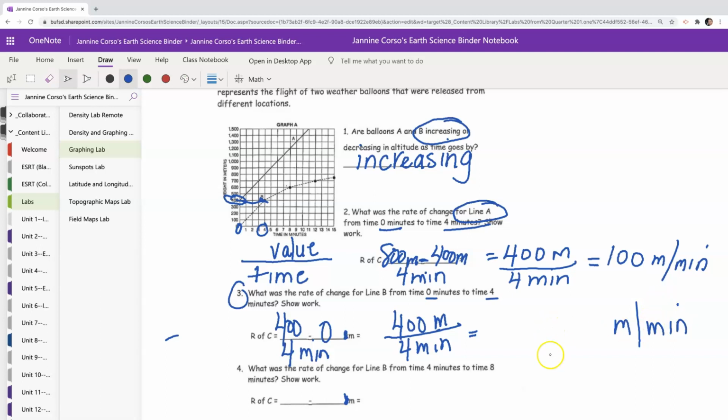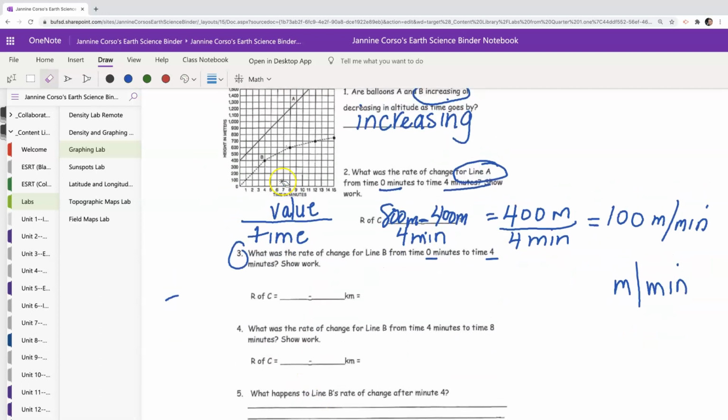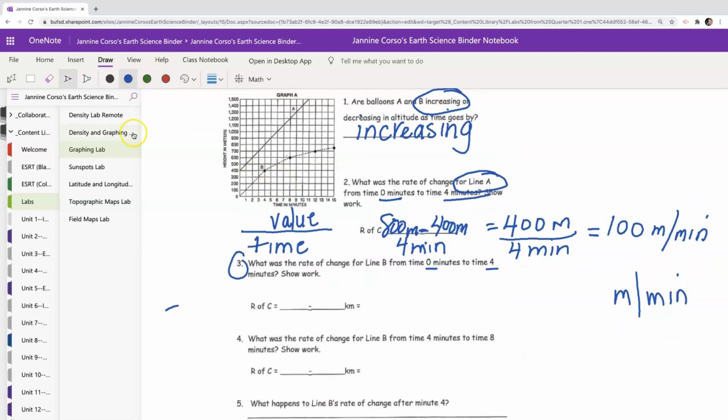Now, question 4 is done the same exact way that I did questions 2 and 3, except you're going to start at a different place for line B. I am not going to do this one for you. You're going to have to do this one yourself. But again, if you look at line B, it tells you to start at the 4th minute for line B. And again, the 4th minute, I'll just show you where to look for the information.